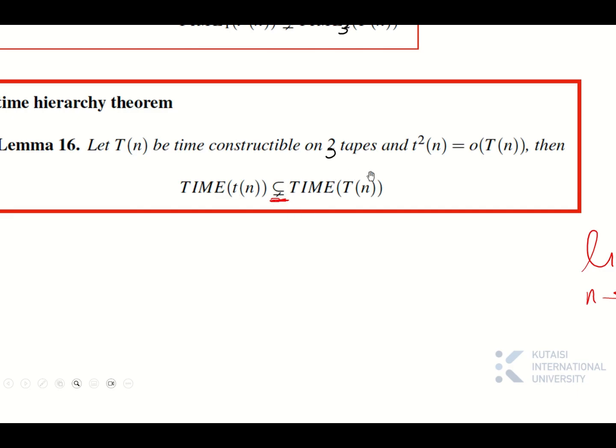That means there exists a language, or a problem, that can be solved algorithmically in cubic time, but you can never solve it in linear time. This is what the time hierarchy is claiming. More time is better, really better. That means there are some problems in this computational world that are just physically not solvable in linear time. This is what the time hierarchy is claiming.